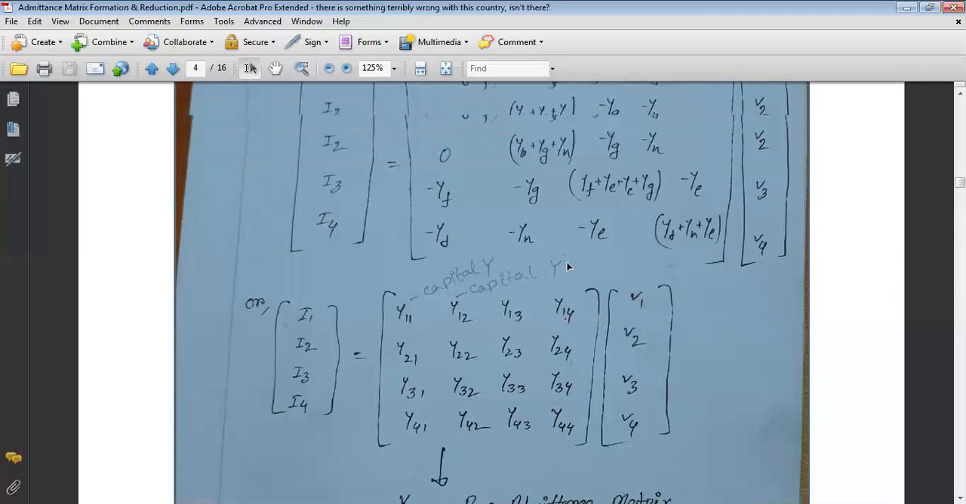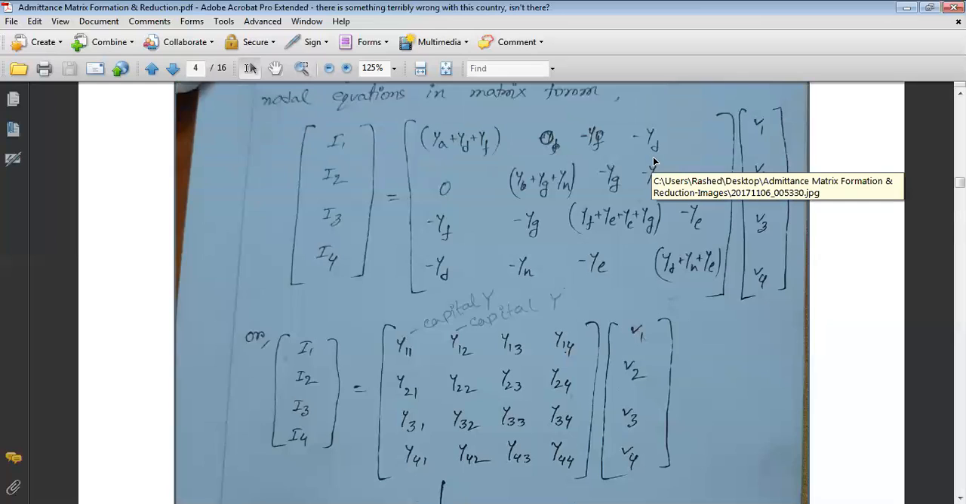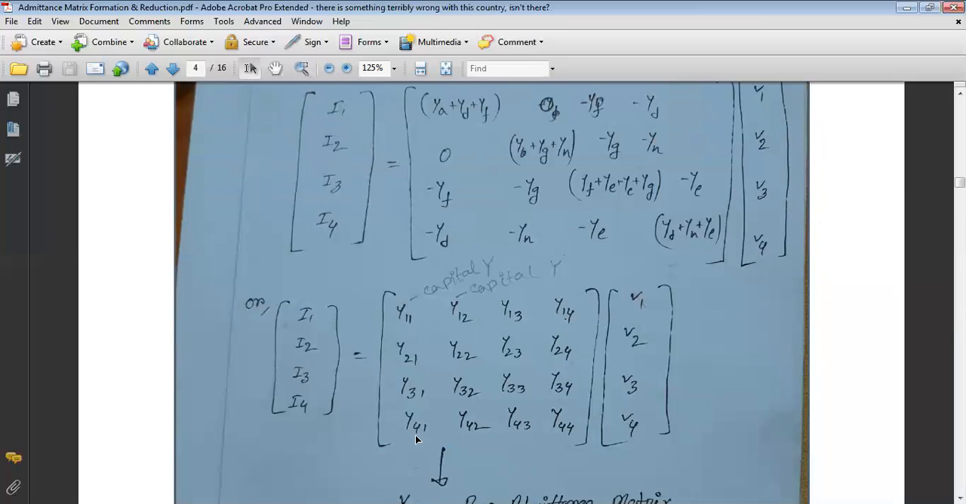So the value of Y14 is minus YD. So the value of Y41 should also be minus YD, because the mutual admittance is the same. If we consider the admittance from bus 3 to 1, and from bus 1 to 3, the value of admittance should be the same. So that's the reason the upper diagonal and lower diagonal mutual admittances should be the same.